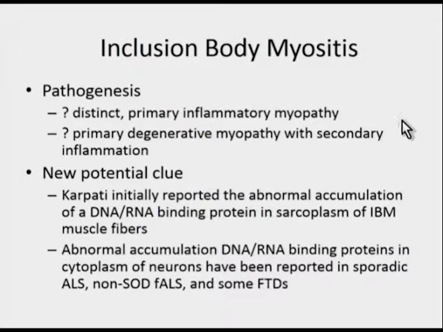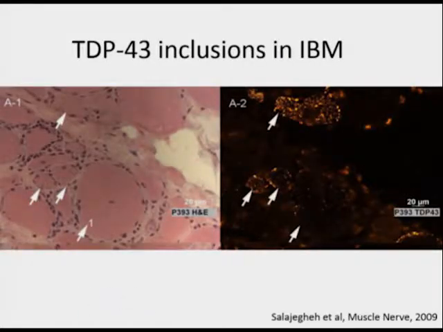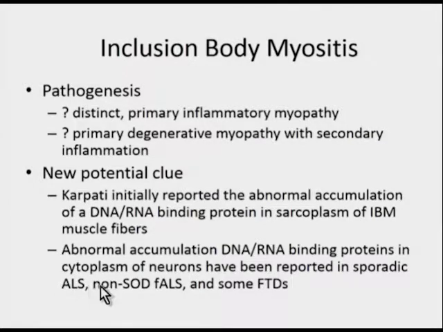The pathogenesis, in spite of the evidence presented so far, is not completely clear. It does appear to be separate from the other inflammatory myopathies, but it's not clear whether the injury occurs to the muscle and then there are secondary changes, or the muscle is a bystander to another systemic problem. A potential clue is the finding of the abnormal accumulation of DNA binding proteins in the sarcoplasm of IBM muscle fibers. This is the same protein that's been reported in the neurons of sporadic ALS, non-superoxide dismutase familial ALS, and some frontotemporal dementias.